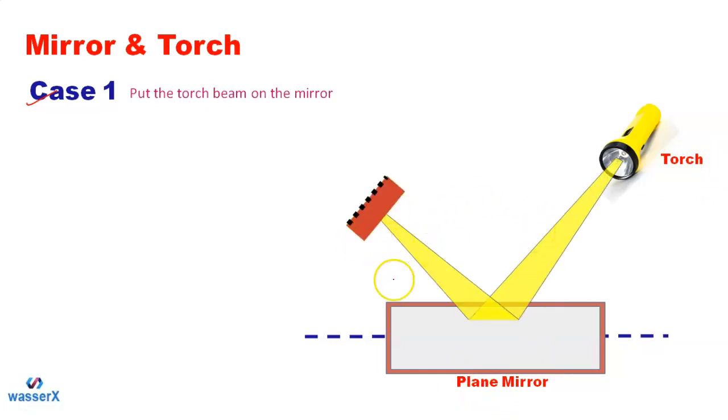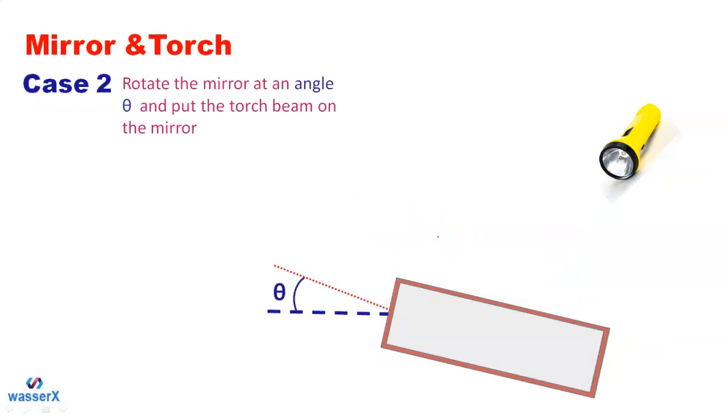Please make an observation here: the intensity of the light and the broadness of the view. And where is the position of the reflection after the reflection, where are you getting it? So this is the first case, and let me show you now the second case.